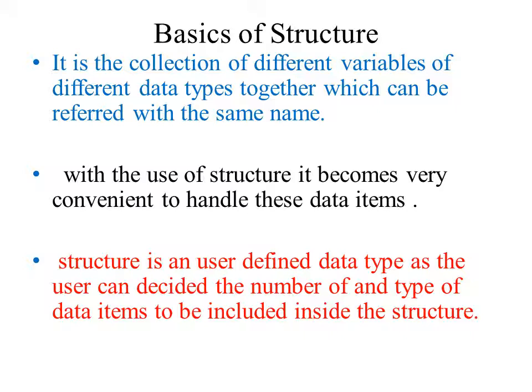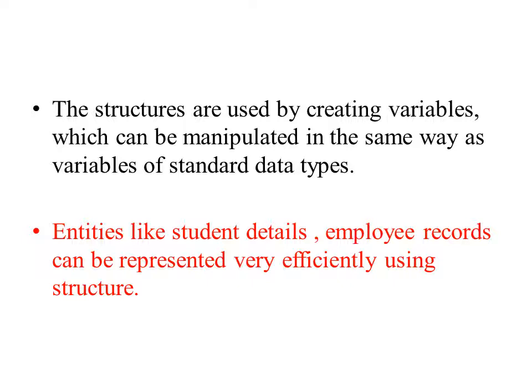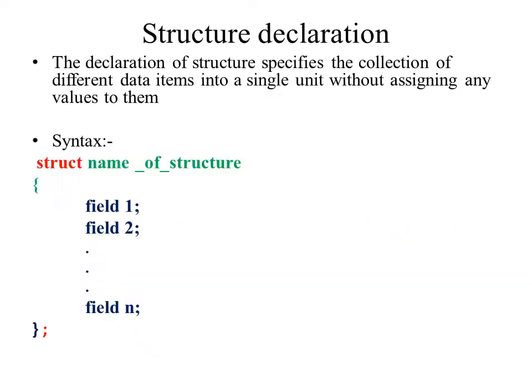We will see the meaning of this sentence very clearly in the further slides. The structure can be used by creating variables which can be manipulated in the same way as a variable of a standard data type. Different kinds of entities, like a student record, an employee's record, or bank account details, where we require a combination of different data elements, are efficiently handled using structures.